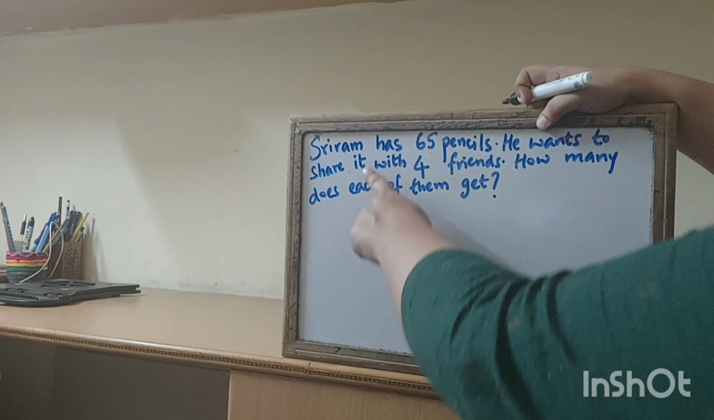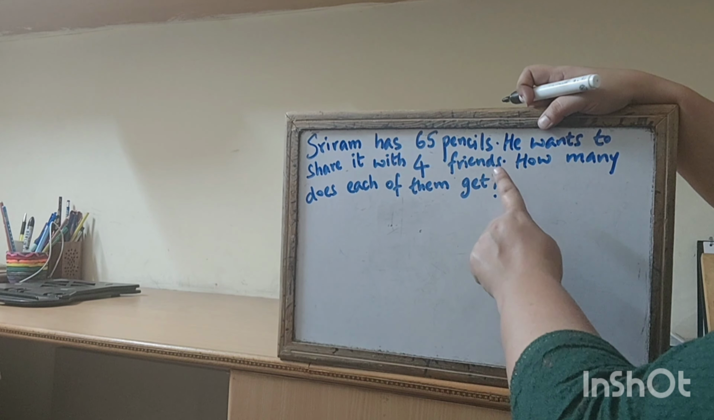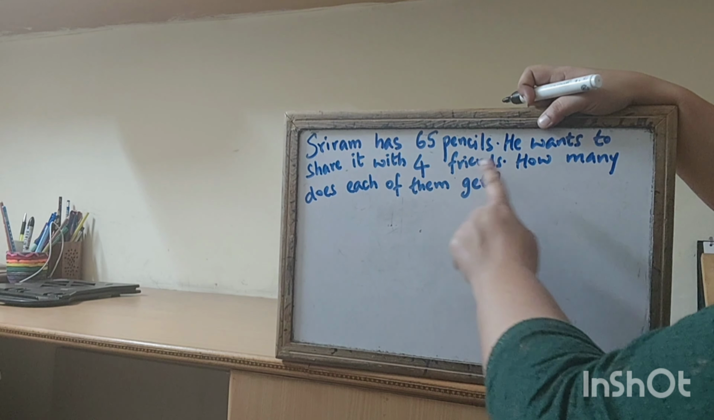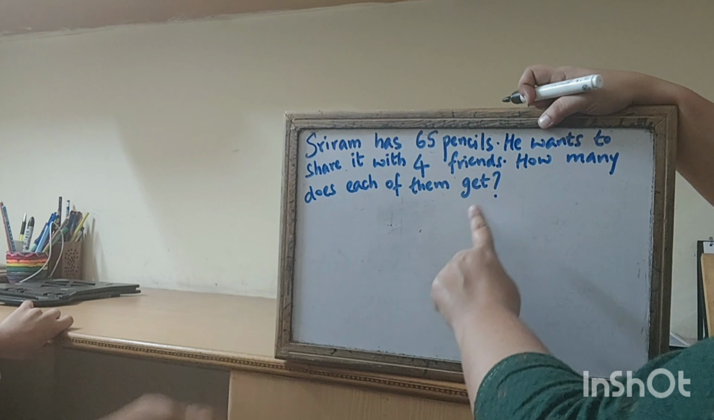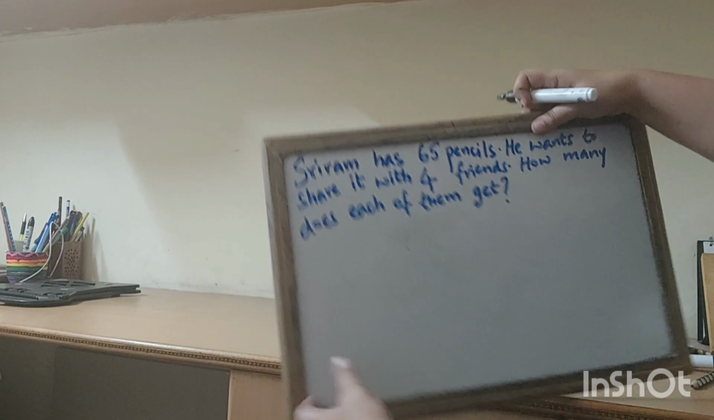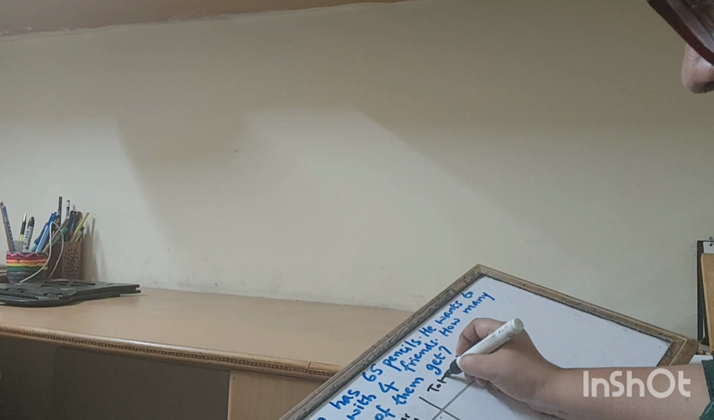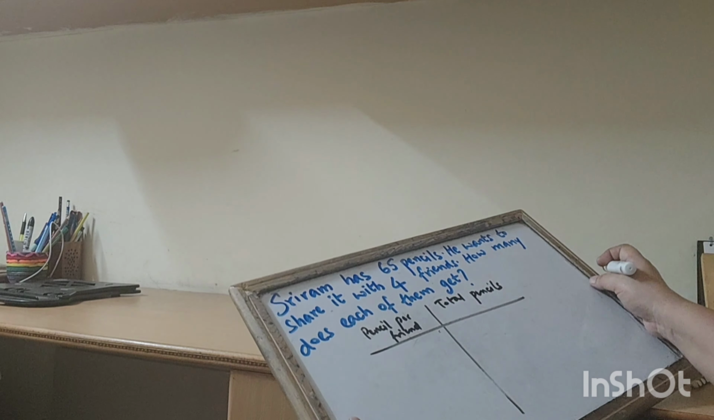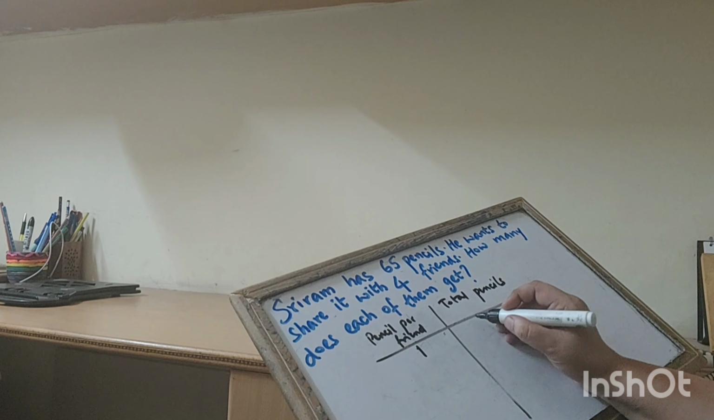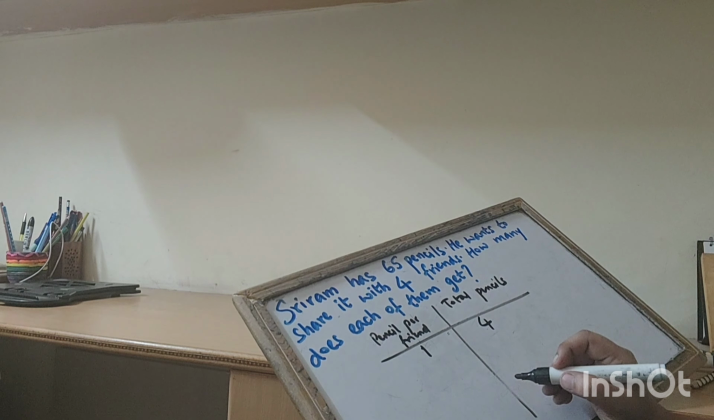So I have the first problem. Shriram has 65 pencils. He wants to share it with 4 friends. How many does each of them get? And we'll see if there is a remainder. Okay, now we'll draw a small table here. Pencils per friend. Total pencils. Okay, if you give 1 to each friend, you'll spend a total of 4 pencils.